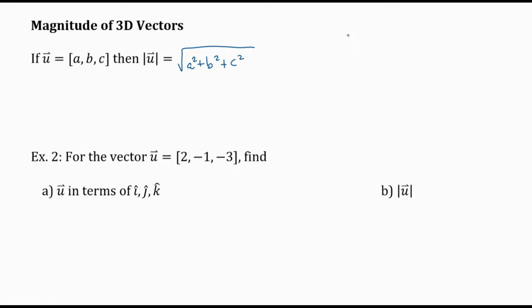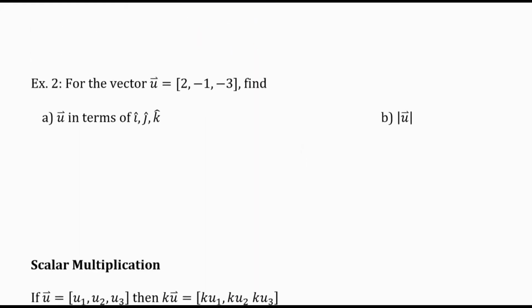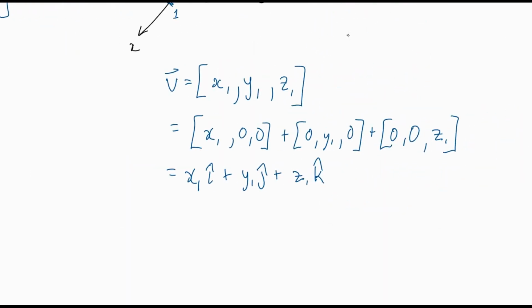Okay, so let's look at some examples, and we're not getting too far into it yet. These are just specific examples of those 2 things, the unit vectors and magnitude, so pretty straightforward. In terms of i hat, j hat, k hat, vector u is 2 i hat, because i hat is 1, 0, 0, so scalar multiplication of 2 times 1, 0, 0 would be 2, 0, 0, plus negative 1 times j hat, so just negative j hat, minus 3 k hat.